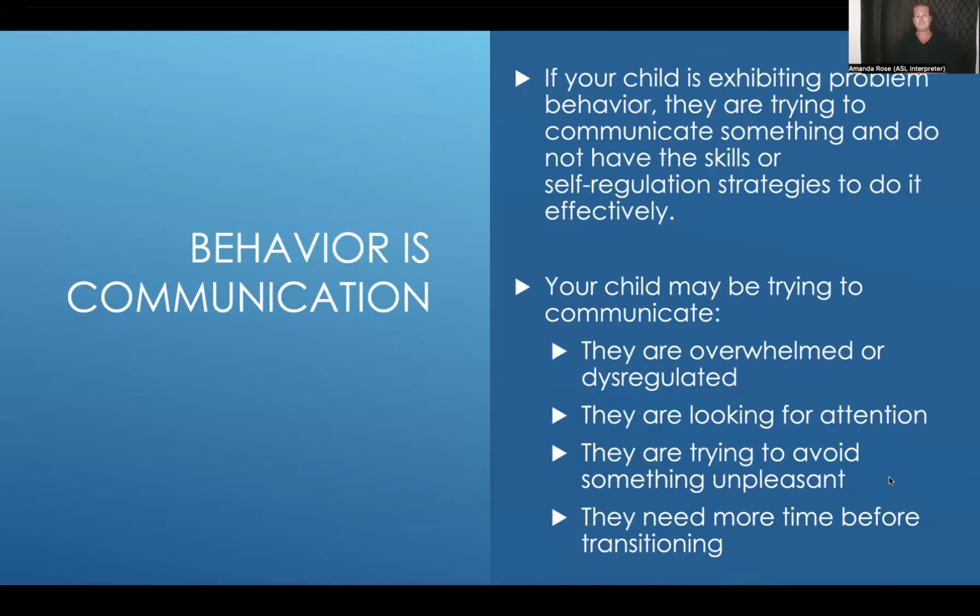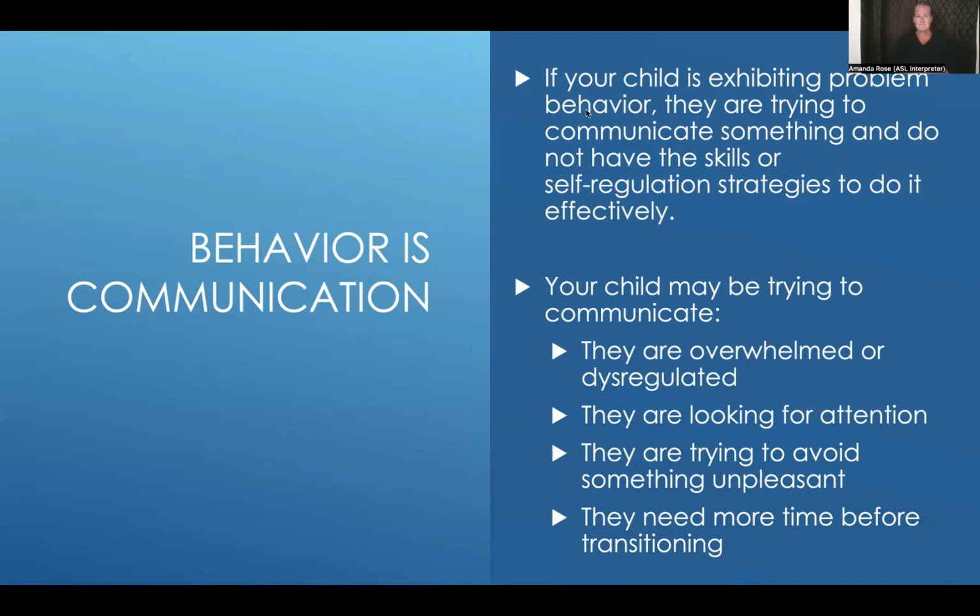So as we know, behavior is communication. No matter the form or intensity of the behavior, our child is always trying to communicate with us. If your child is exhibiting problem behavior, they're trying to communicate something and do not have the skills to self-regulate or do it effectively. Your child may be trying to communicate that they're feeling overwhelmed or dysregulated, they're looking for attention, they're trying to avoid something unpleasant, or they need more time for training.